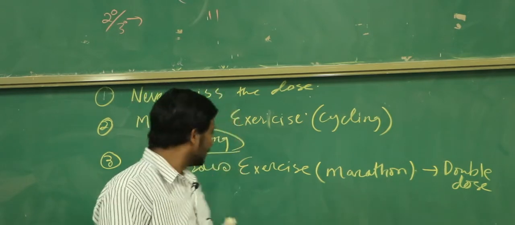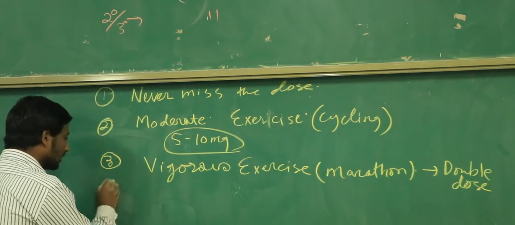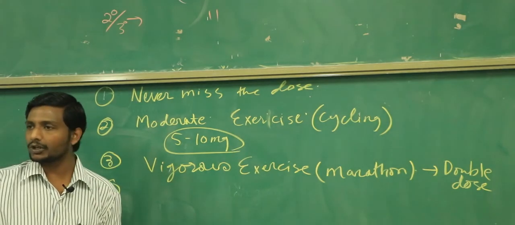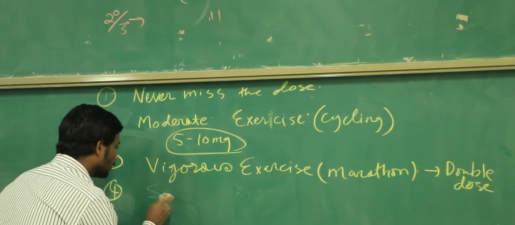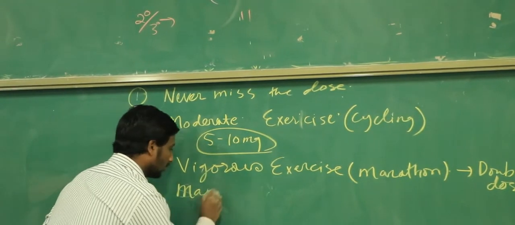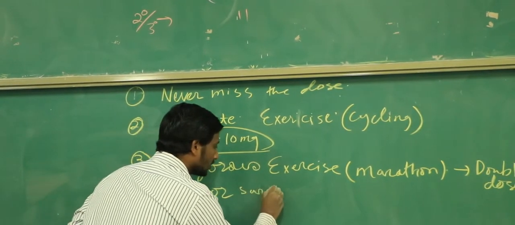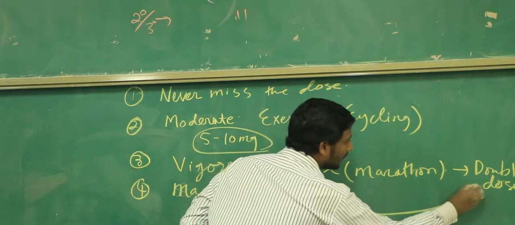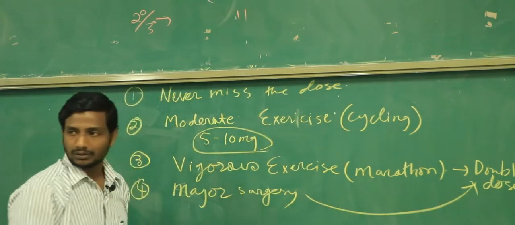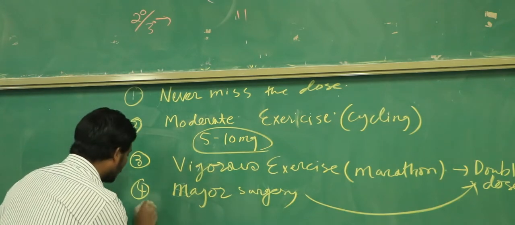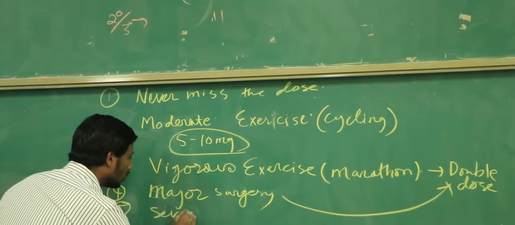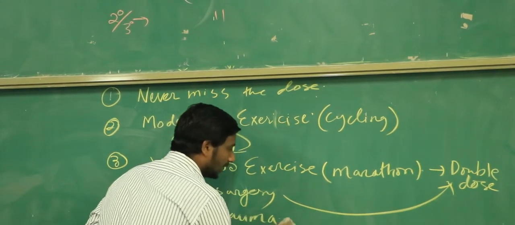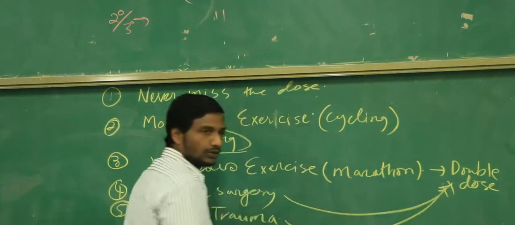Not only that, sometimes a patient is going through some major surgery, and you already know surgery is a stressful situation for the body. So whenever a person is going through major surgery, we must inform the surgeon, we must inform the anesthesiologist, and we must double the dose. Clear about this? Suppose that a patient has developed a very severe trauma. Then again we must double the dose.